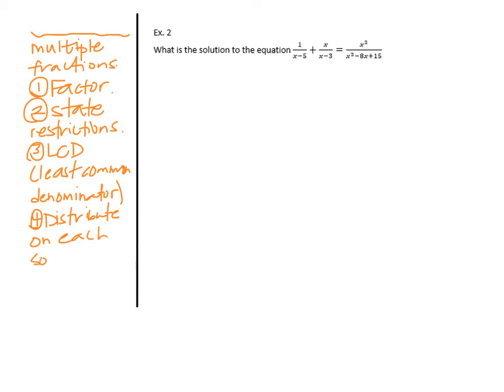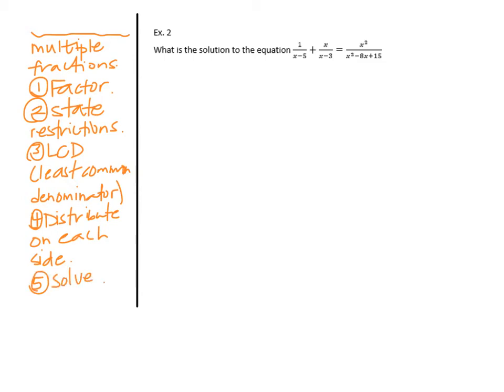Once you do that, all the denominators will be gone, and what you'll have left over is what happens when you cross multiply. From here, now you just solve like normal.